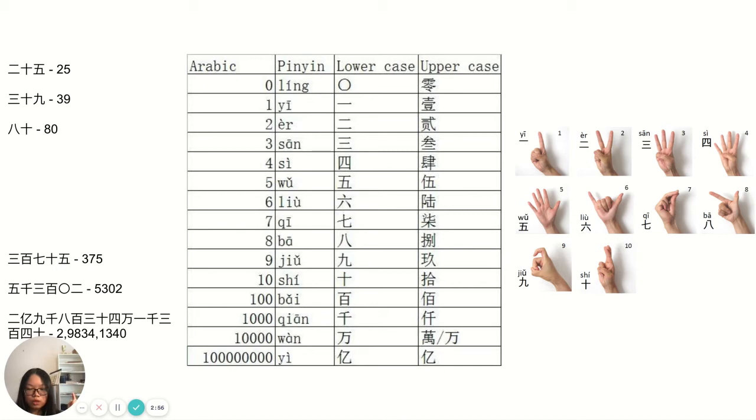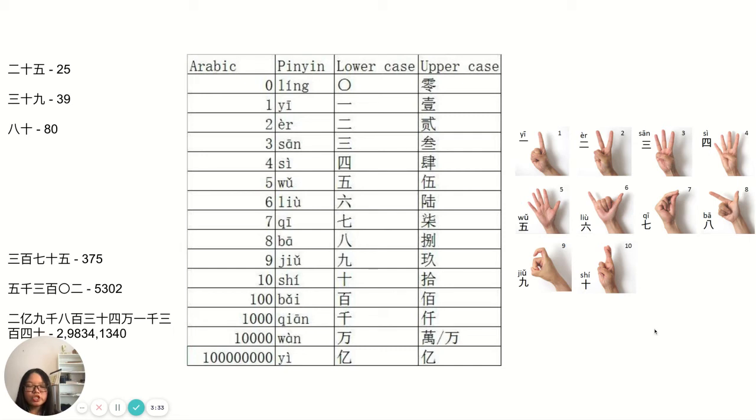So in order to say 375, you would say 375. And then in order to say 5,302, you would say 5,302. If the 0 is there in that case, you don't have to say it. But in some cases, you will need to say 0. But in this case, you can just omit it.